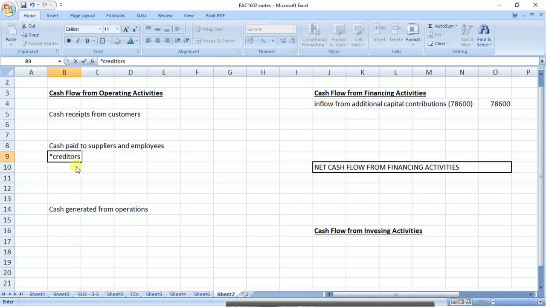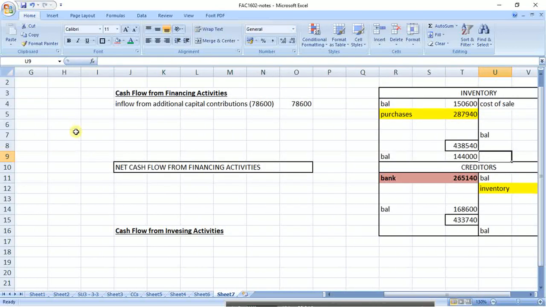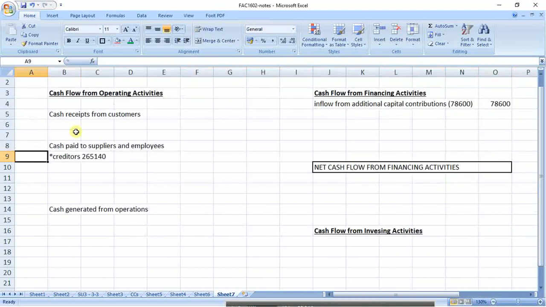What is the amount? Just read it out. 265,140. Okay, we're going on to the next one.